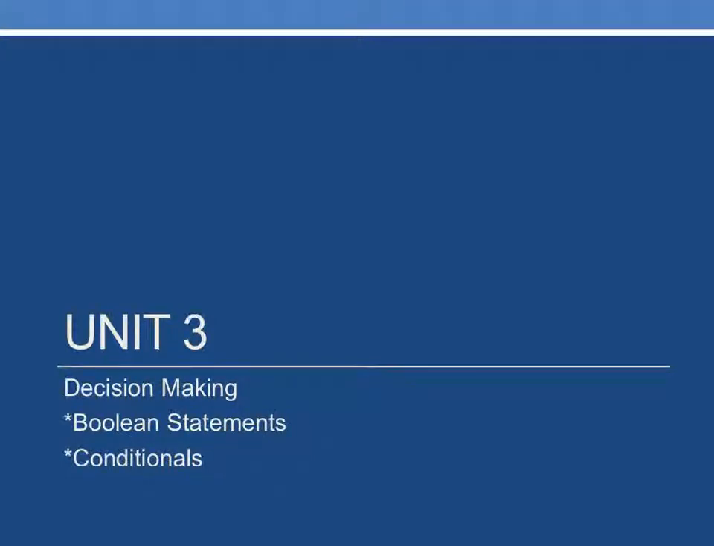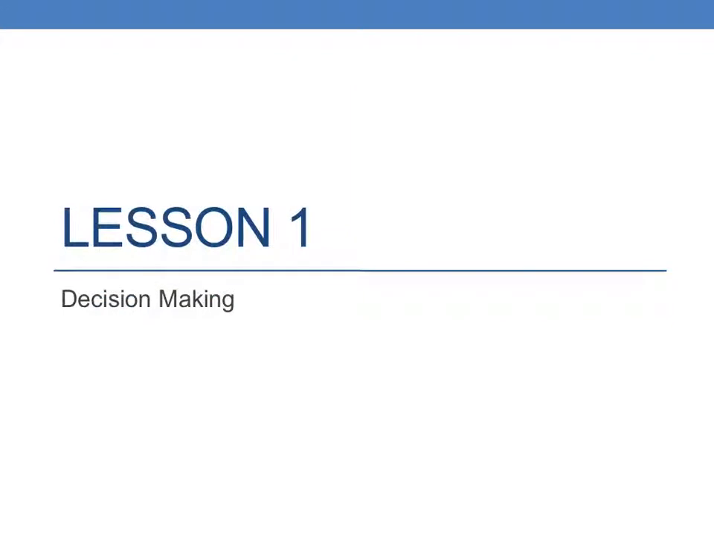So in Unit 3, we're going to focus on two really key computer science concepts. One of them is called Boolean statements, and the second one is called conditionals. And what those are going to allow us to do when we tie them together is they're going to allow us to make decisions within our program. And you'll start to see that making decisions is the key component of many of the computer science programs that you interact with and that you're going to write in my class.